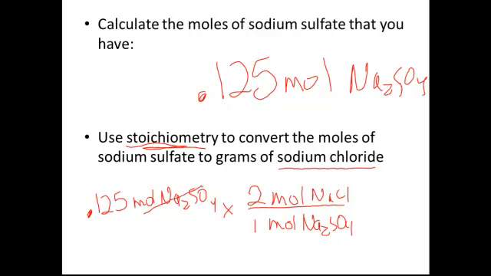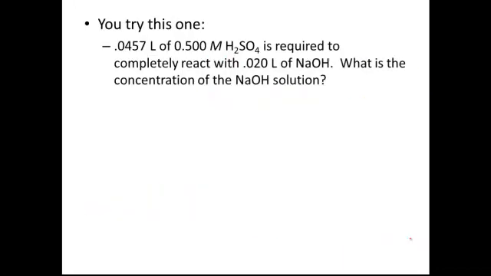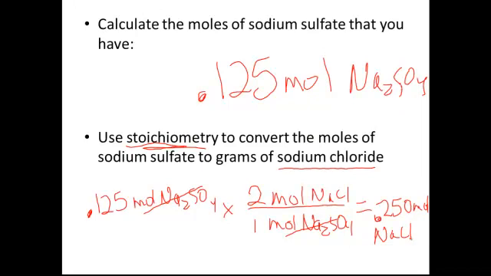And then I'm going to cancel my moles of Na2SO4. 1.25 times 2 equals 0.250 moles of NaCl. Okay, now, unfortunately, I skipped this part. Oh, no, I didn't. It says 2 grams of sodium chloride. So, you know what? Let's go ahead and take out that last step right here.